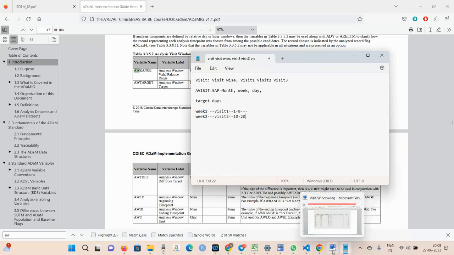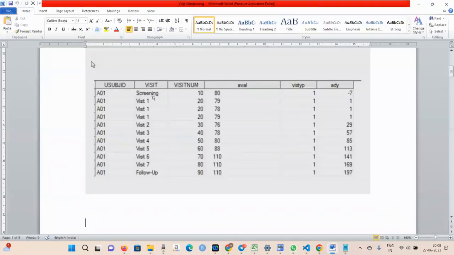If you go to this PowerPoint here, the visit was collected in visit 1, visit 2, visit 4, like that, and the follow-up, and the analysis day was calculated. ADY is nothing but VSDY, the vital signs study day. You remember VSDY? We did the duration part at the SDTM level: how much time from when the subject is enrolled in the study to the collection day. That is ADY, which is the vital signs collection study day.